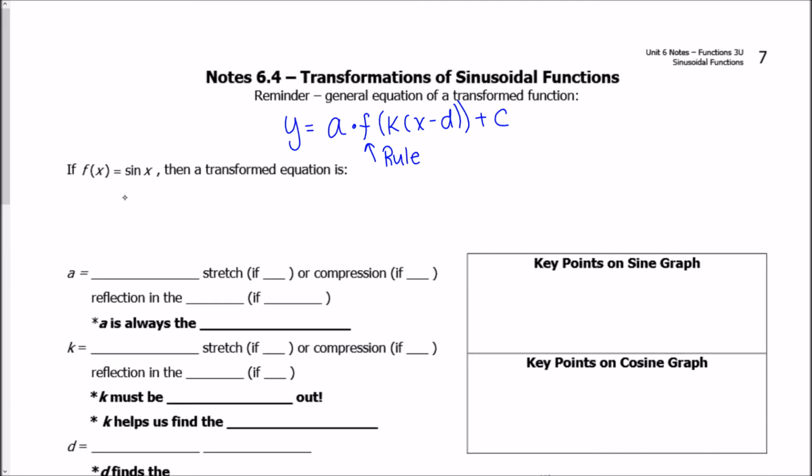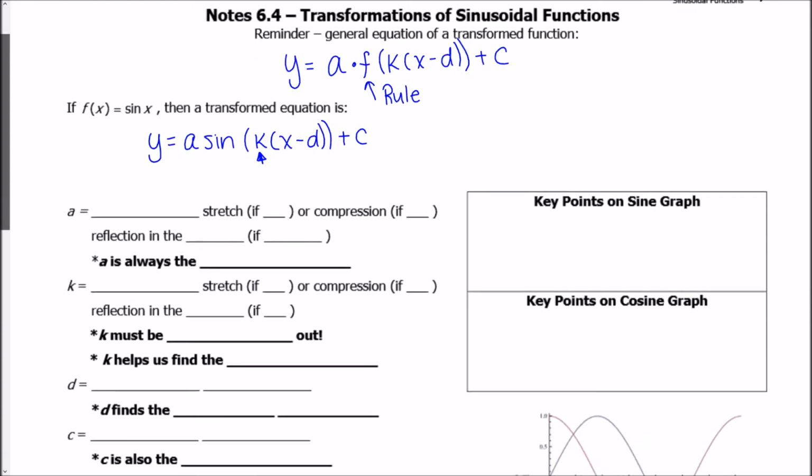So if f of x equals sine of x, then a transformed equation is going to be y equals a, and then f is your rule, and our rule is sine, so it's going to be sine of k times x minus d plus c. Okay, notice how the k right here is factored out. It's important that you remember to do that.